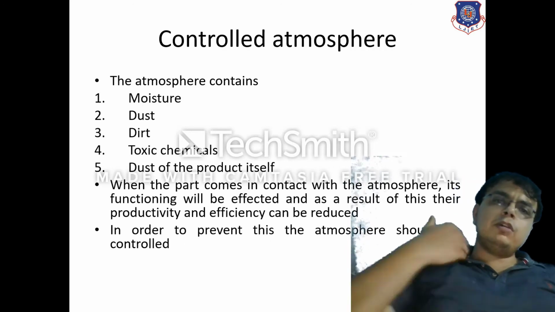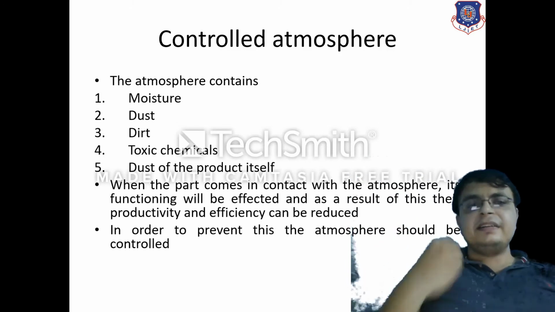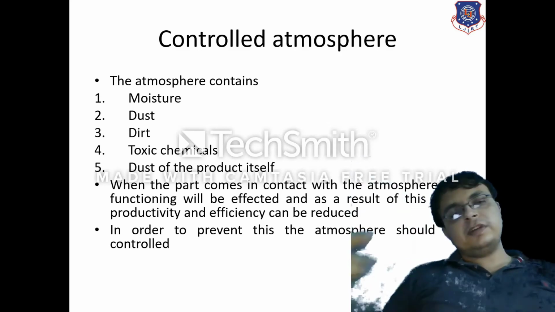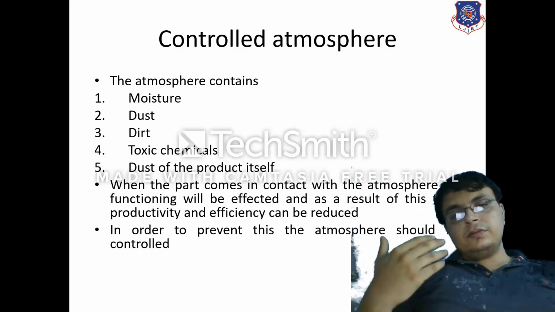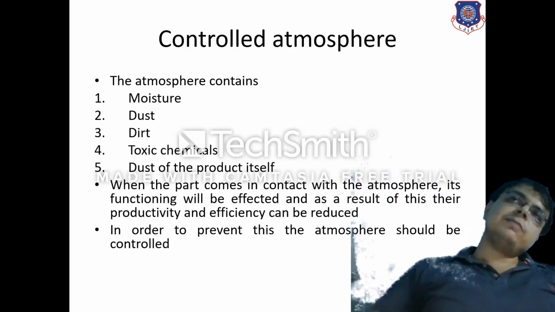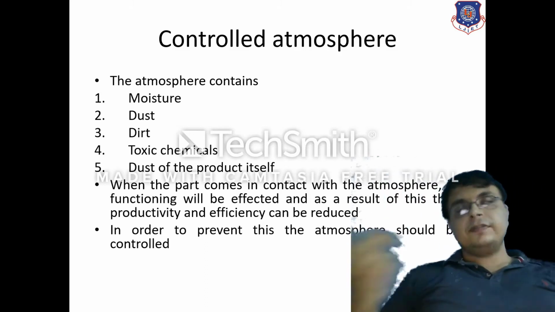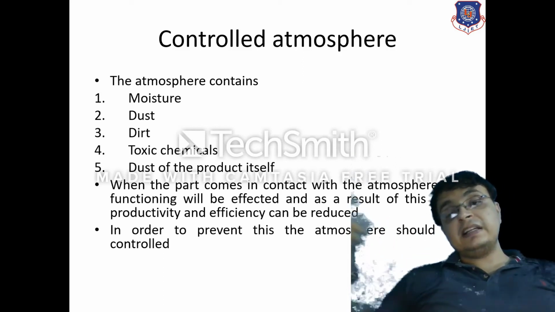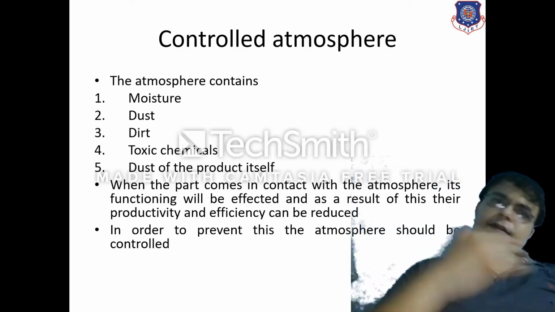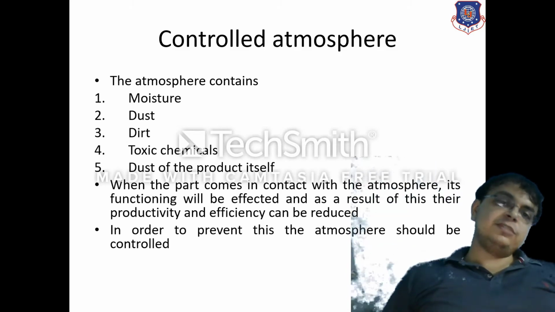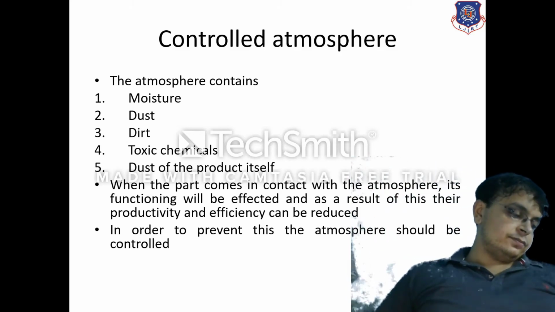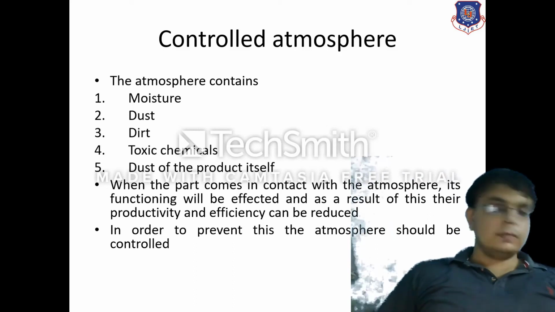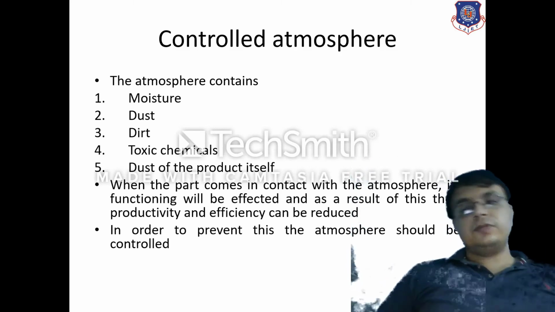Control on the atmosphere. We all know that the atmosphere contains moisture, dust, dirt, toxic particles, and dust that is being produced in manufacturing. So when a machine part comes in contact with the atmosphere, its function definitely gets affected, and the productivity and the efficiency will get reduced. So in order to prevent those demerits that are caused by the atmosphere, the atmosphere should be in control.